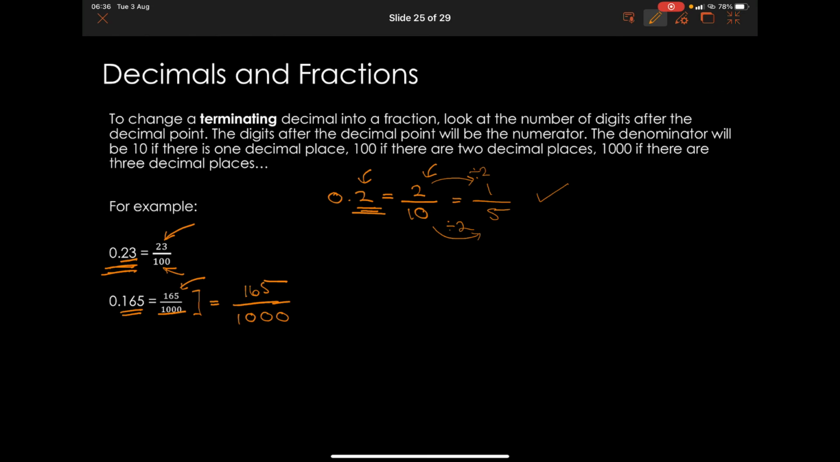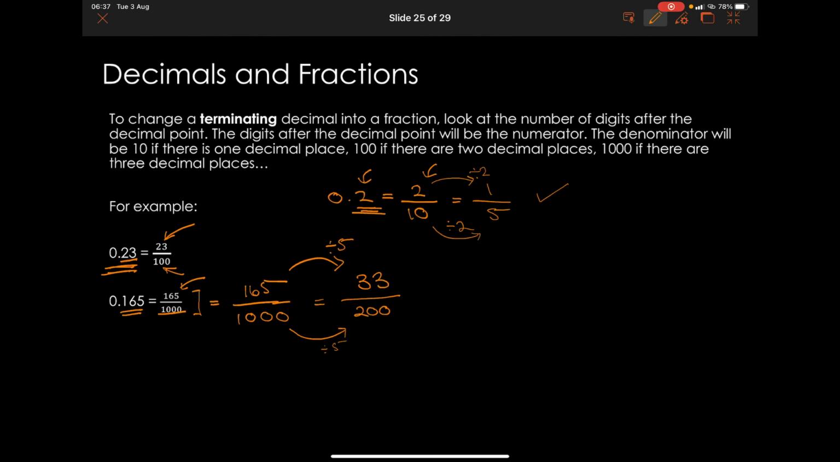165 over 1,000. Now, we can divide both of those by 5 because anything that ends in 5 or 0 can be divided by 5. Okay. So, I'm not going to do this as a long division method because I've gone through that enough times. 165 divided by 5 is 33, and 1,000 divided by 5 is 200. Okay, and we'll just have to leave it like that.